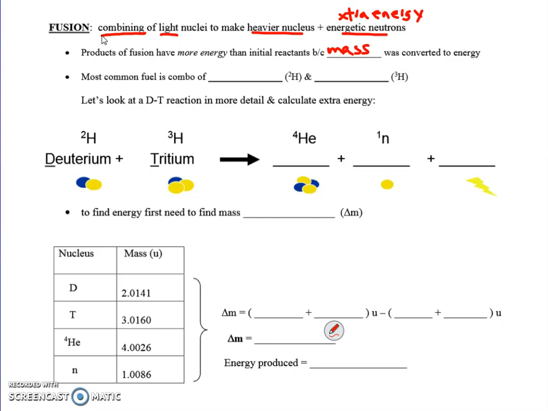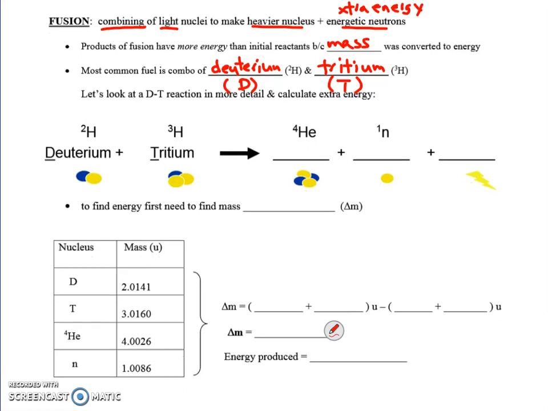The most common fuel for this are isotopes of hydrogen. One is called deuterium, which is given a symbol H2 because it has a mass of 2. And the other one is called tritium because it has a mass of 3. This is given a symbol capital D sometimes, and sometimes a capital T. So let's look at it.